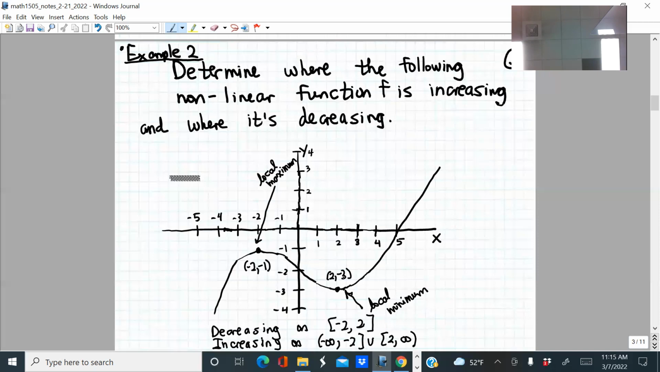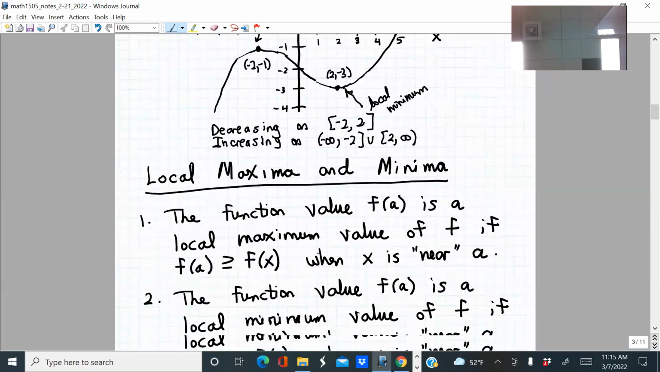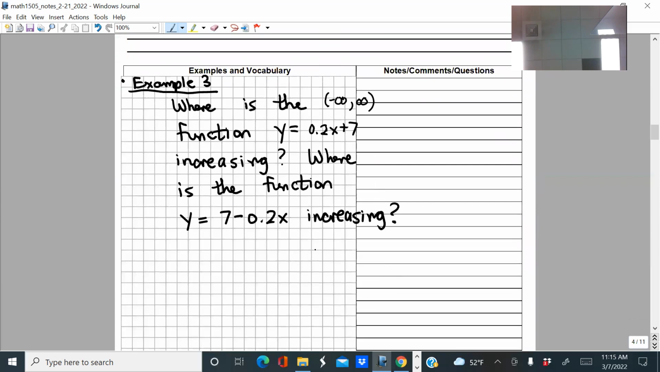Now, look, if you have graphs, it's pretty easy to determine where a curve is increasing and where a curve is decreasing. It can also be fairly easy to pick out, if the graph is well made, where the turning points are, right? But that's if you have a graph. If you don't have a graph, then things are not always so easy.